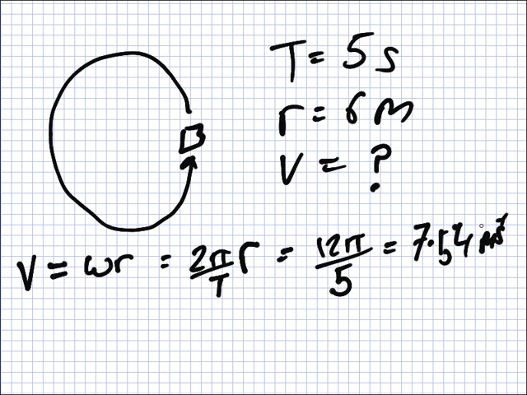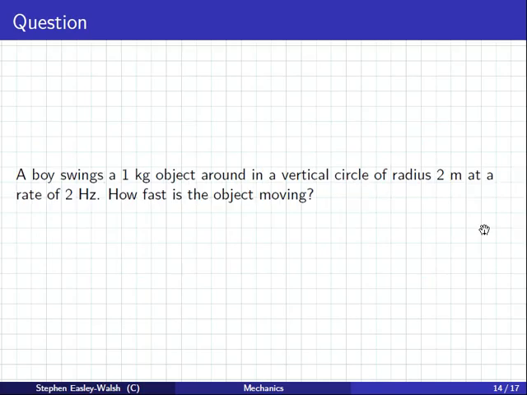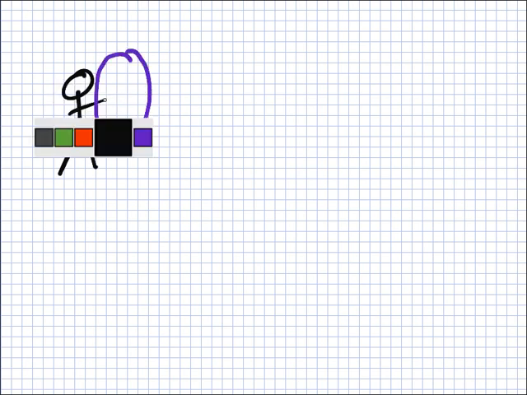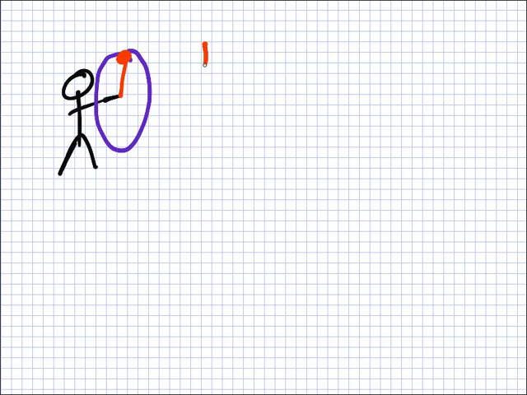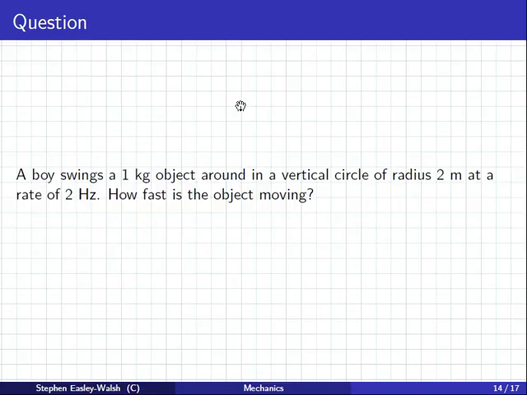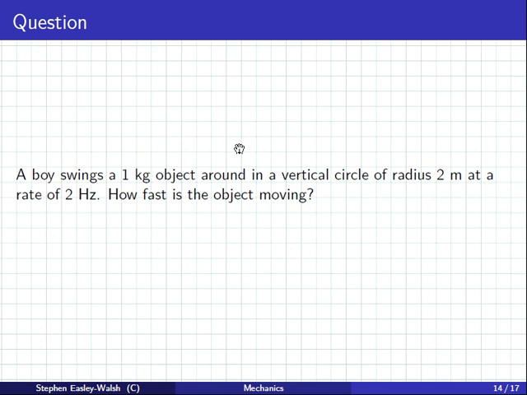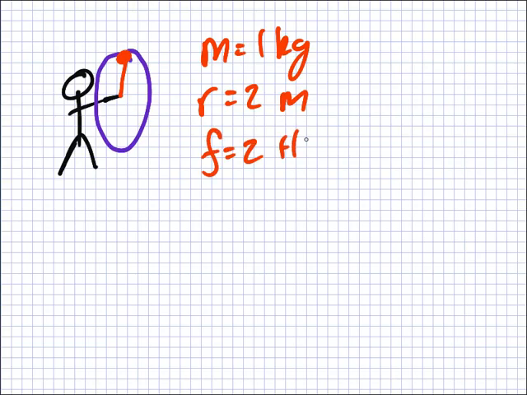Let's have a look at the next one now. A boy swings 1 kilogram object around in a vertical circle of radius 2 meters at a rate of 2 hertz. So here I'll draw you the picture. He's spinning it around in a vertical circle here. And we have mass of 1 kilogram, radius of 2 meters, and a frequency of 2 hertz. And I think you'll find this easy again. I want the V.